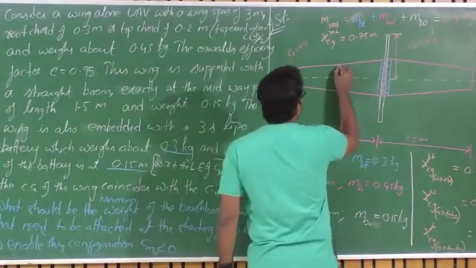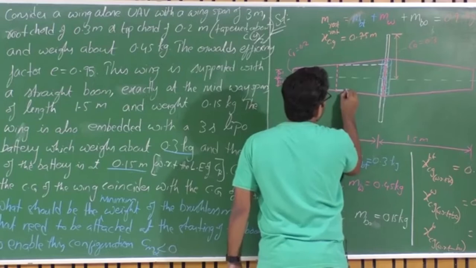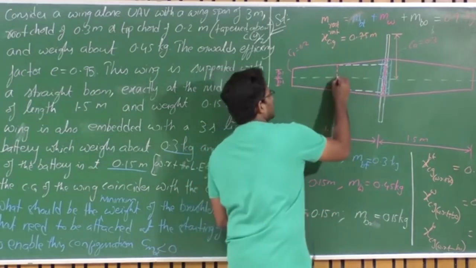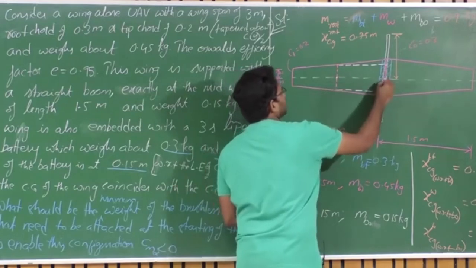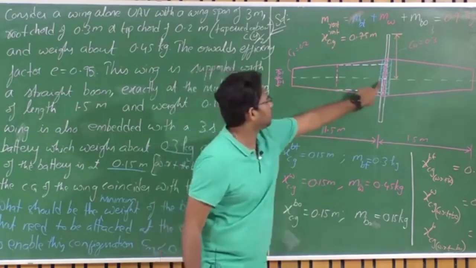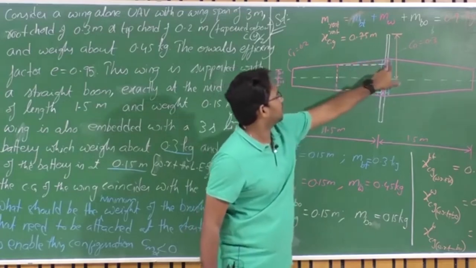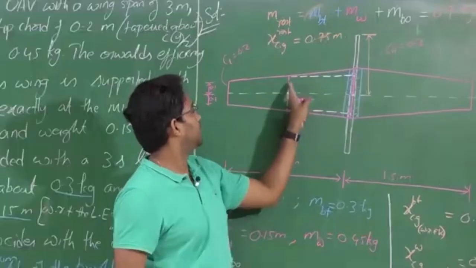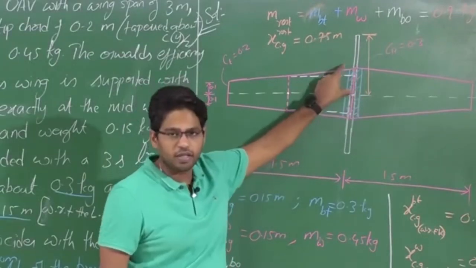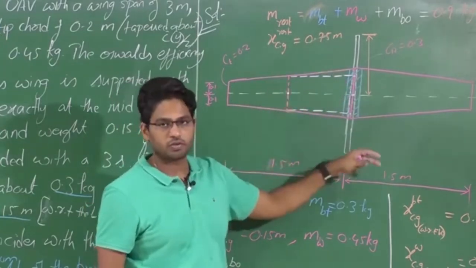Now project this onto the root chord. How can we do that? We know that C bar by 2 and CR by 2 lie on the same axis, because it is the taper axis. If we want the difference between the leading edge of the mean aerodynamic chord and the leading edge of the root chord, it is simply CR by 2 minus C bar by 2, because this is the midpoint of each and every chord. If you project it onto the root chord, that is the midpoint here.